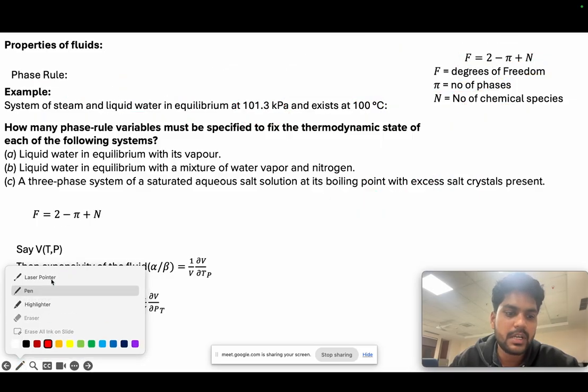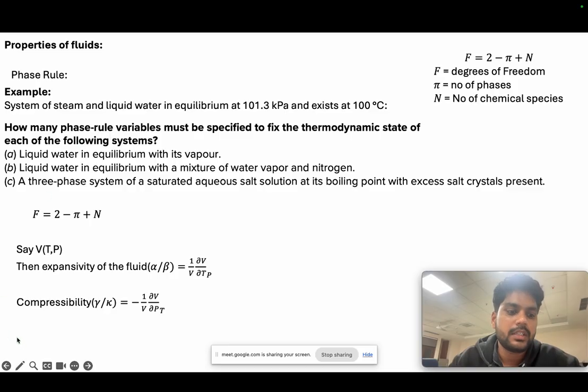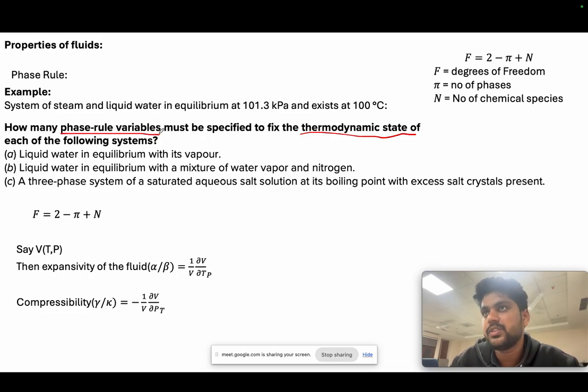Can somebody tell me the answer for this one? I think there is a small question here. If you want to understand, I will explain it again. How many phase rule variables must be specified to describe the thermodynamic state? We understand what the thermodynamic state is and why we are using it. How many variables do we need? Suppose temperature and pressure, or volume, that will be a different kind. How many variables at least do you need to understand the thermodynamic state of a system? Can anybody give me the answer for one liquid water in equilibrium with its vapor?